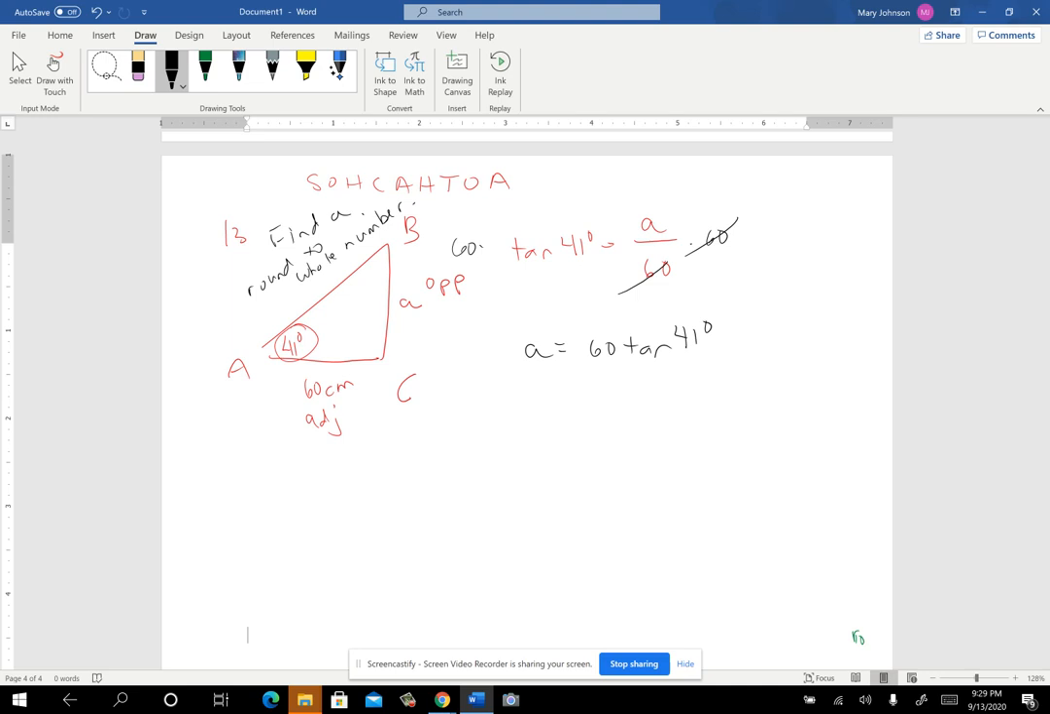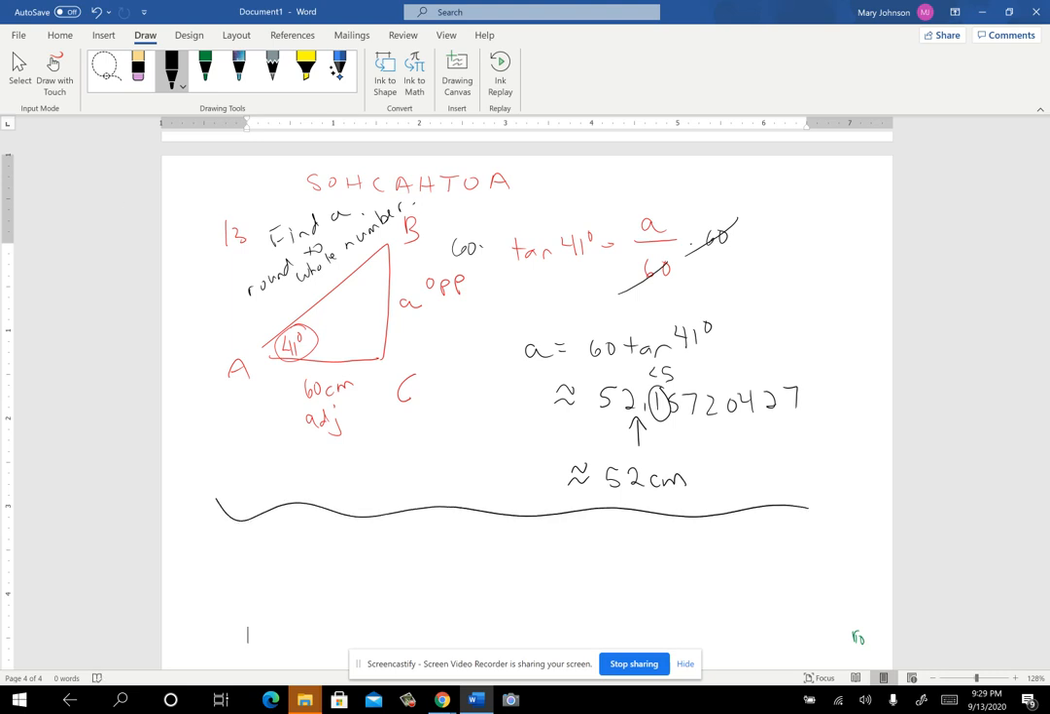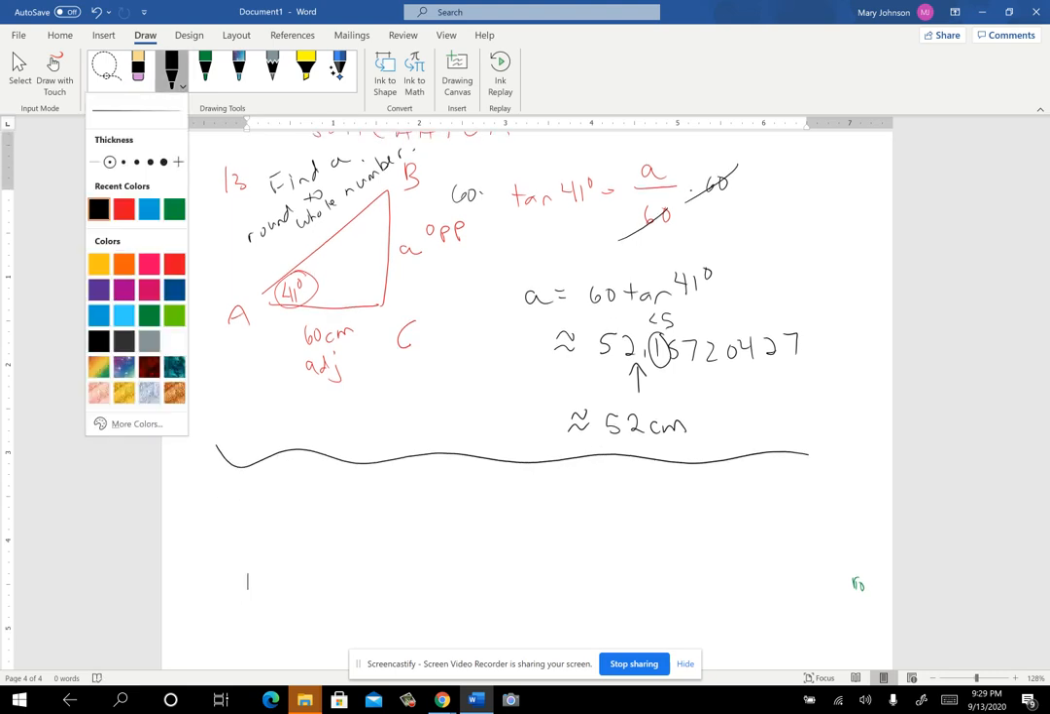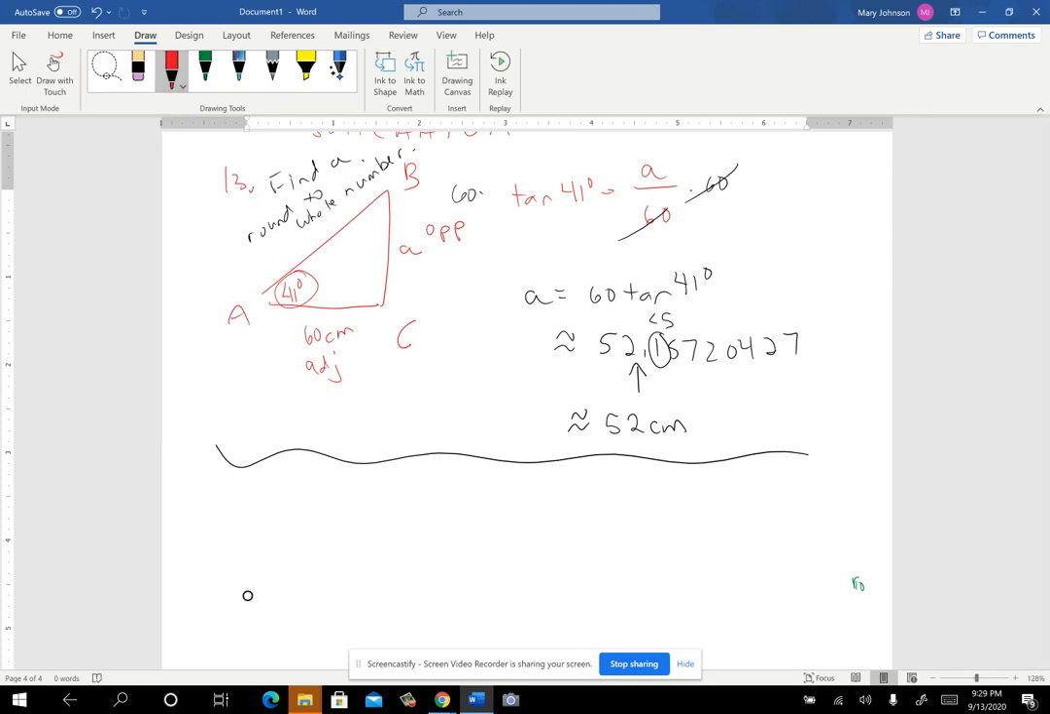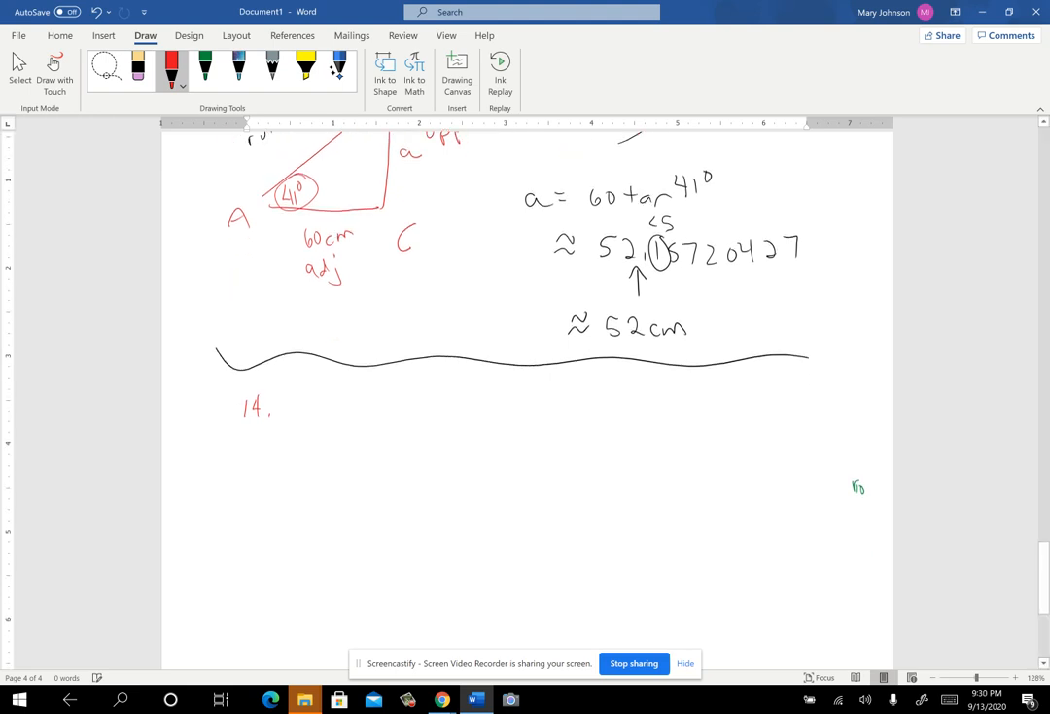All right, so first off, don't forget to be in the correct mode if you're going to use your calculator. So I'm going to type in 60 times tangent 41. I'm in degree mode, and this turns out to be about 52.15720427. I'm rounding to a whole number. This is less than 5, so that means this would be about 52 centimeters. And we're done. Okay, these are kind of key problems, but these should make sense. If they don't, get some help from me.